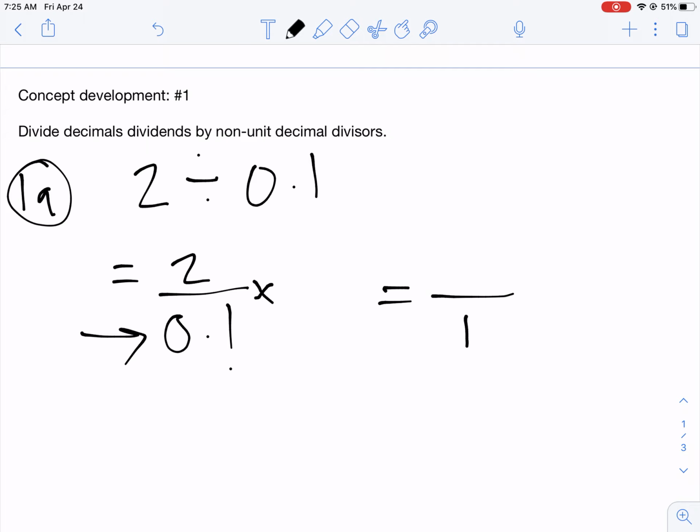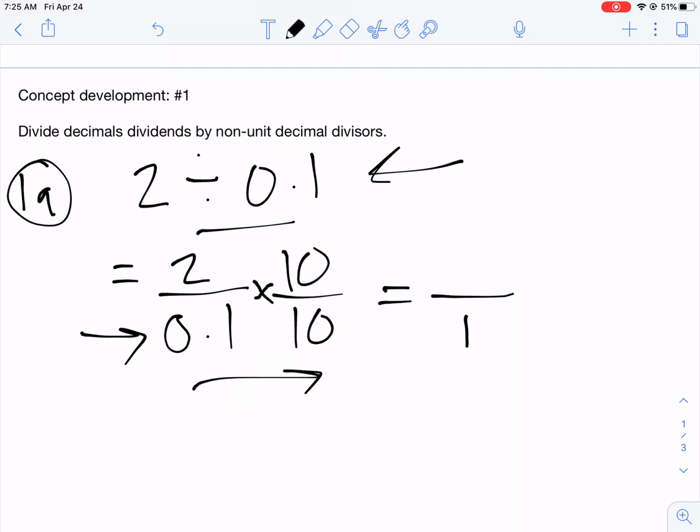So we want to rename this denominator as 1 whole. 1/10 times what equals 1? How many tenths are in 1? We just did it here. There are 10 tenths in 1. So if you multiply the bottom by 10, you've got to multiply the top by 10. 1/10 times 10, we multiply across, is 1. 2 times 10 is 20. 20 over 1 is the same thing as 20. Make sure you have these notes down. We're going to do a couple more problems.